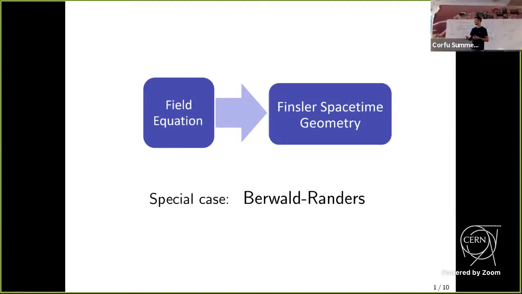And then if I have some time left, I'll talk about my own research in which we considered a very particular type of geometries, Barrel-Randers geometries. We could completely classify all solutions to these field equations of that type, and those are these Randers PP waves.